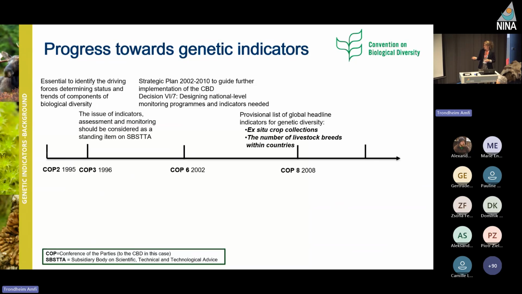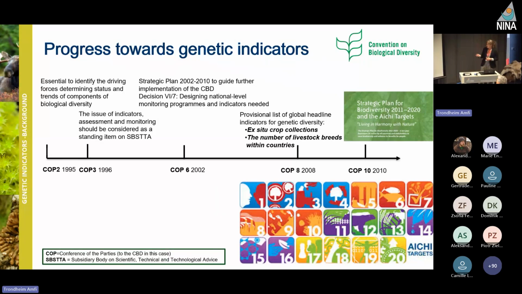Fast forward again to COP8. A provisional list of global headline indicators for genetic diversity was on the horizon there. But when talking about genetic diversity, only seed crop collections and the number of livestock breeds were mentioned.